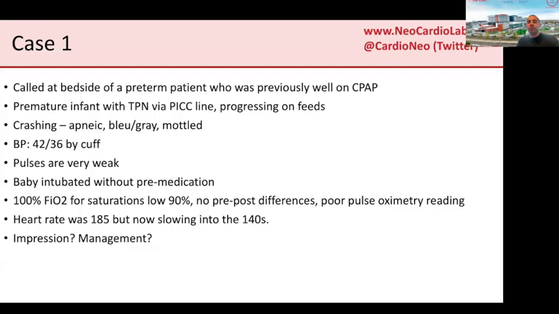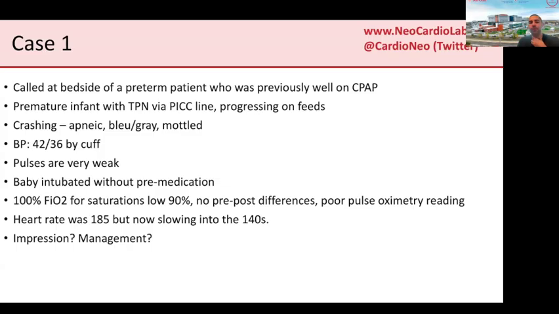But the nurse starts noticing the baby is having significant events, so comes to evaluate the patient and finds the baby to be very blue, gray, mottled, and calls a code because obviously at that point the baby is barely breathing and she has to PPV. The blood pressure is being done as we speak. You have 42 on 36.